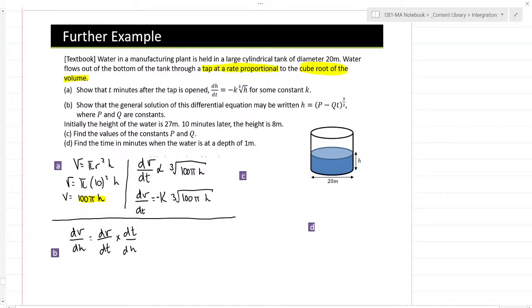You'll see what I mean in a second. Because I know what dv by dt is. My dv by dt is this part here, the minus k cube root of 100 pi h. We know that, okay? The one I don't know is dv by dh. So let's work out what dv by dh is. How would I work out what dv by dh is? Differentiate v in terms of h. Yeah, dv by dh is equal to 100 pi from the highlighted part.